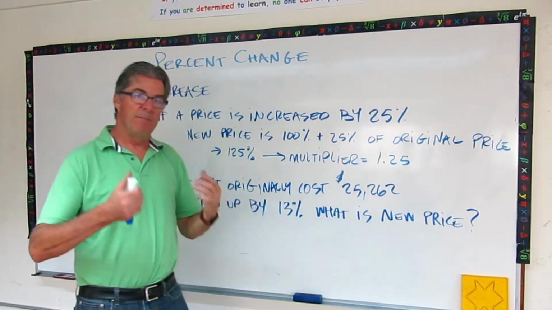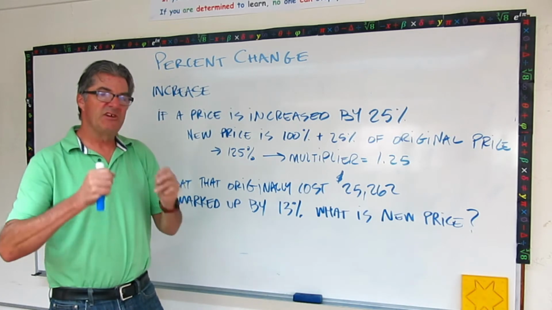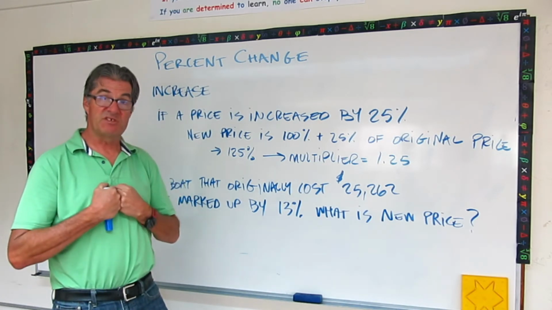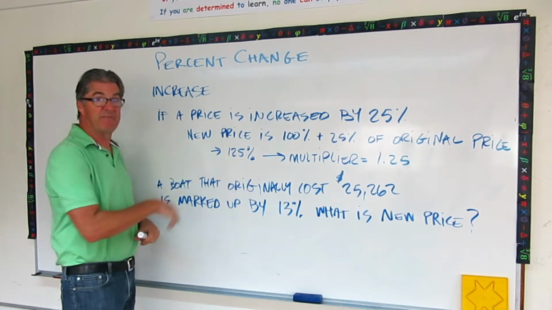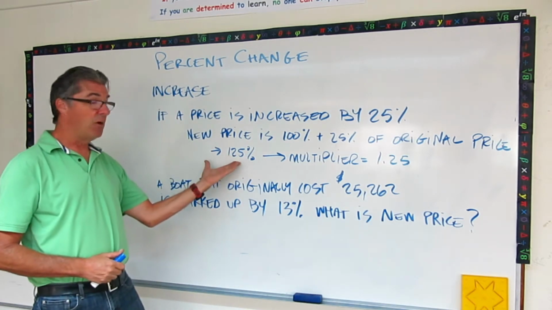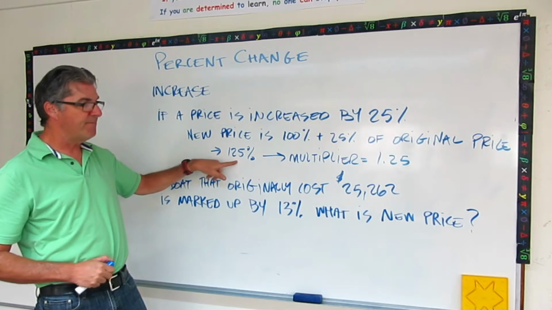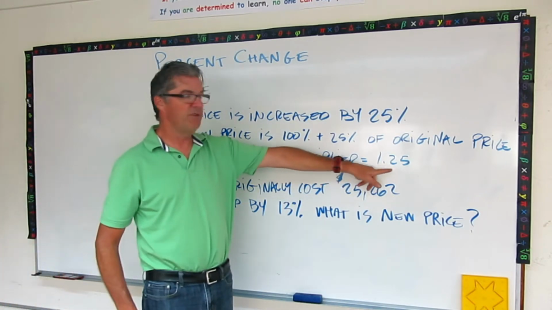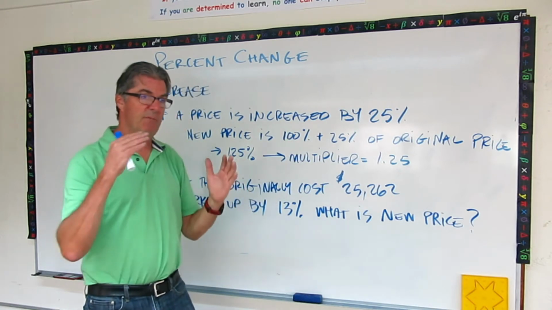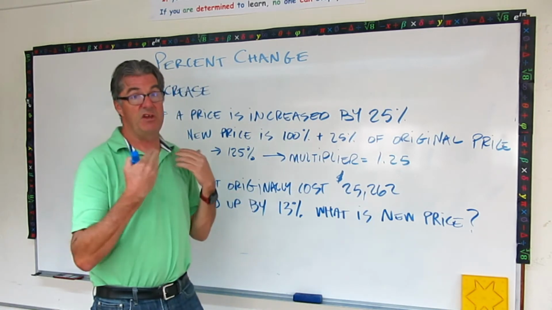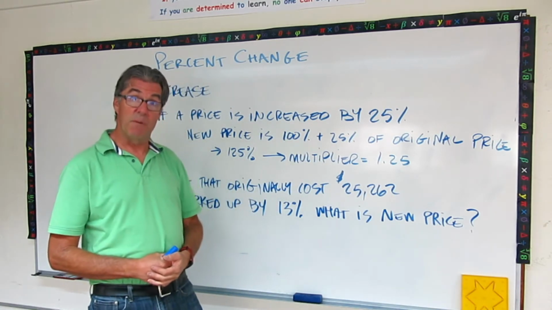And remember, percents aren't quite regular numbers. If you want to convert a percent to a regular number, you have to move the decimal two places to the left. That's exactly what we did here: we took our 125% and turned it into a multiplier. This multiplier can be used to multiply the old price to get the new price. Okay? So let's do a problem.